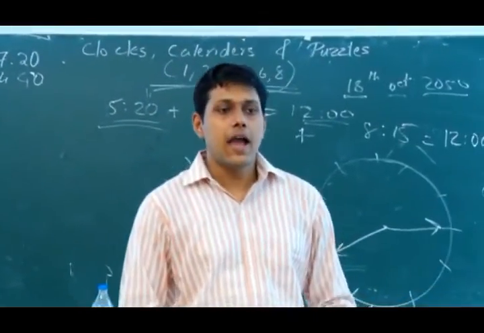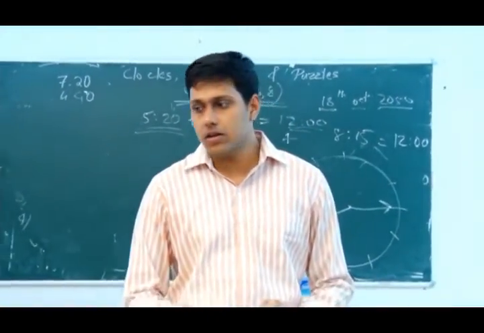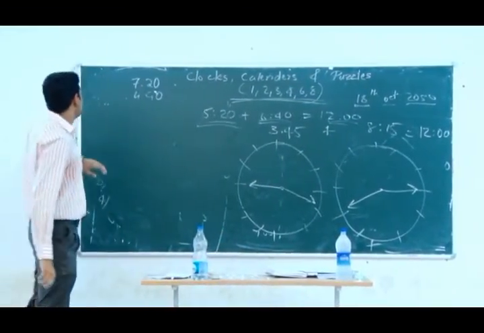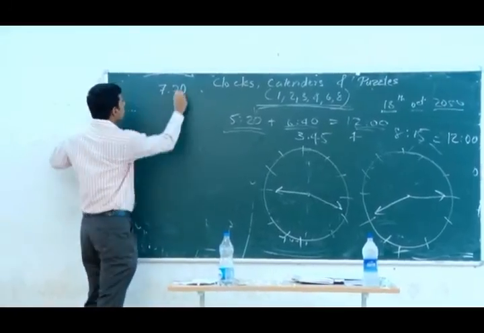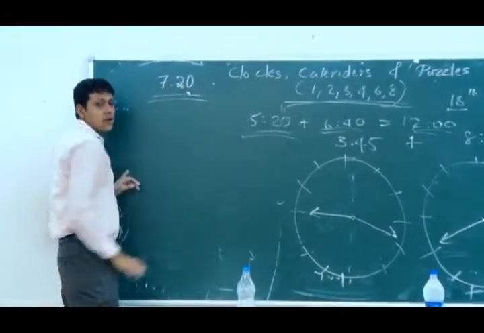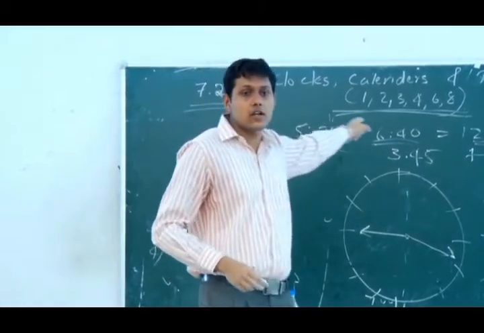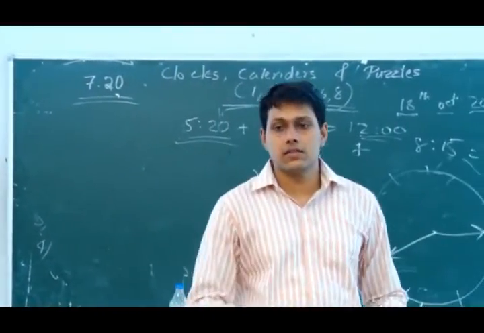Next we will deal with how to find the angles in a particular clock. The question is this: the clock is showing a time of 7:20. Find the angle between the hands.